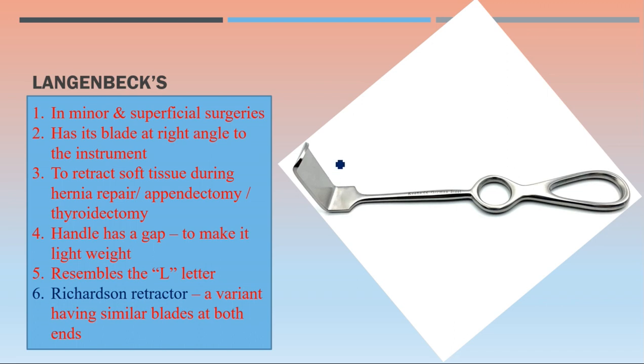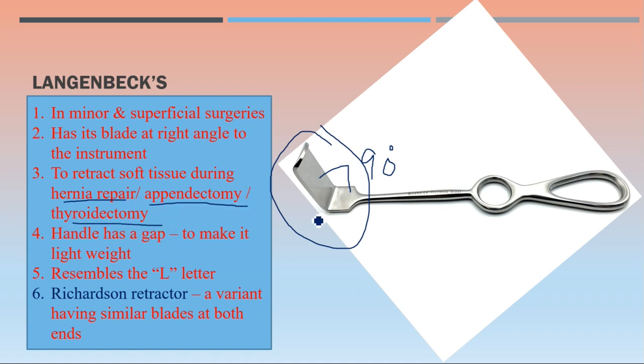You can see Langenbeck's, and this is commonly used in minor and superficial surgery. It has a blade at right angle. You can see this angle is 90 degree, right? And it is used to retract the soft tissue during hernia repair, any herniaplasty, appendectomy or appendicectomy, and then thyroidectomy. This Langenbeck can be used.